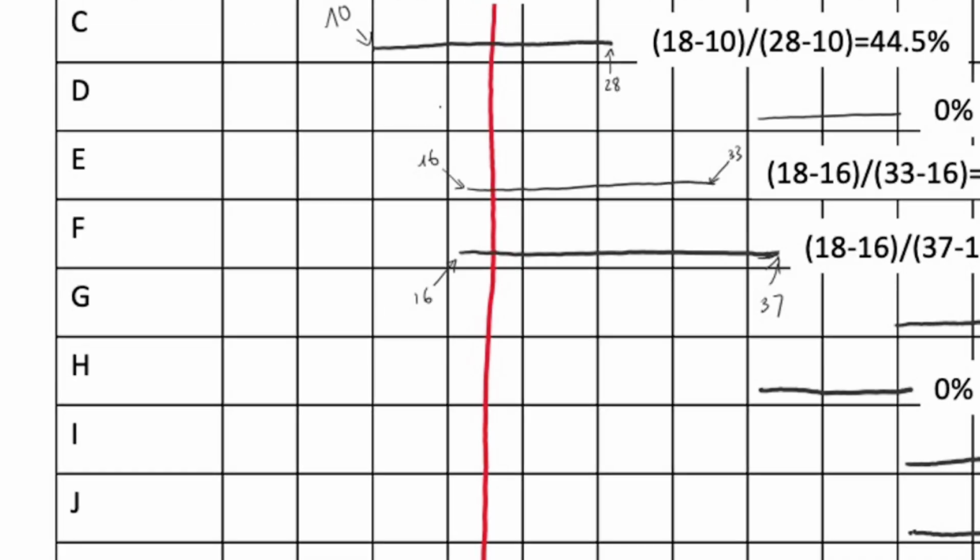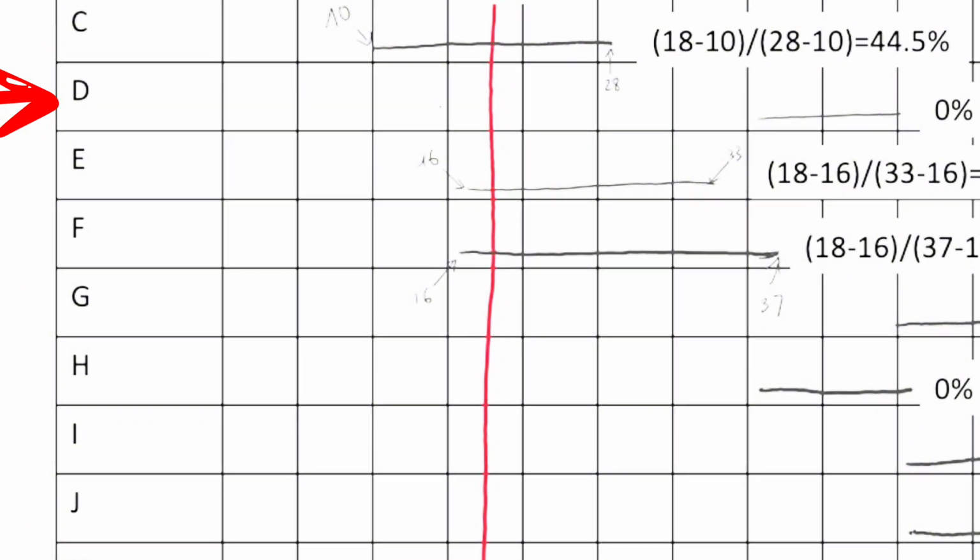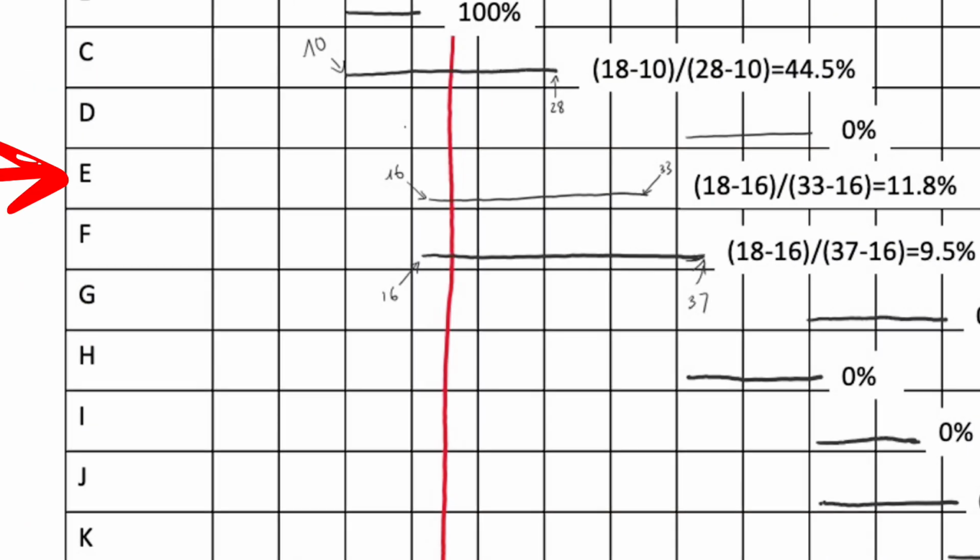Next, for activity D, the baseline bar is fully to the right of day 18, so it has 0% complete scheduled by the status date. For activity E, the baseline bar goes from day 16 to day 33, crossing the status date, day 18.